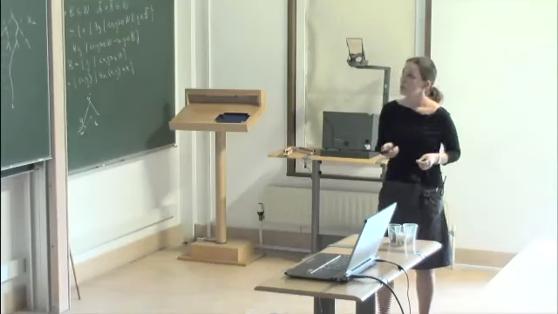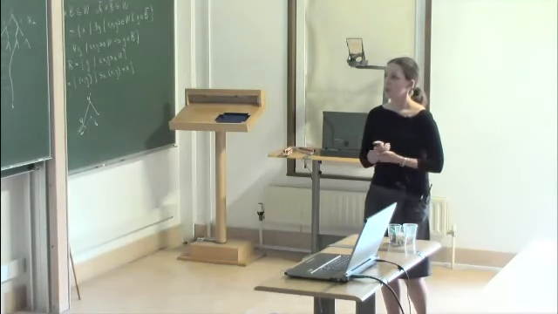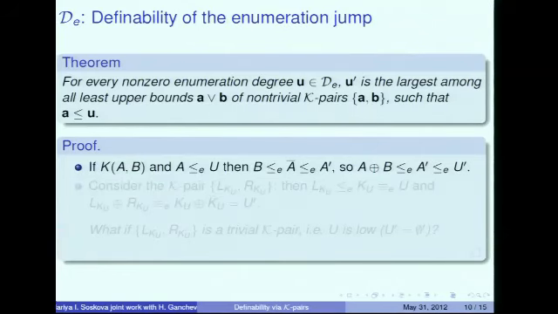Okay, so how do we prove this? Well, the first part is just one line. If you consider a non-trivial k-pair A and B such that A is below u, then by this property, we have that B has to be enumeration reducible to the complement of A, and the complement of A is enumeration reducible to the jump of A. So the join of A and B is below the jump of A, and by the monotonicity of the jump operation, the jump of A is below the jump of u. So half of it is already proved.